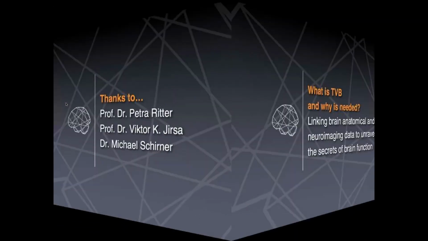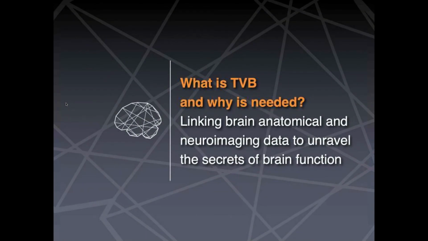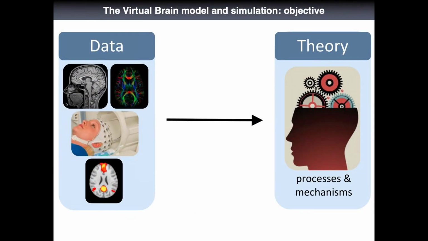So first of all, let's start with what TVB is and why it is needed. Responding to this question in one phrase, we would say that TVB is indispensable in linking brain anatomical and neuroimaging data to unravel the secrets of brain function. Now, what does that mean exactly?